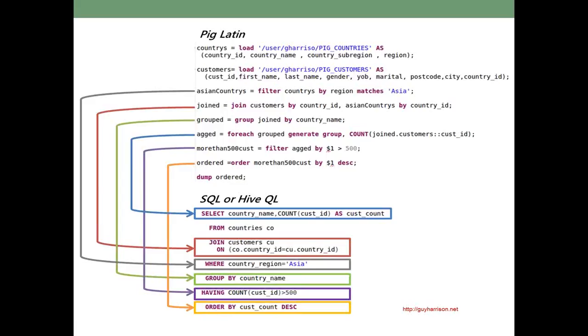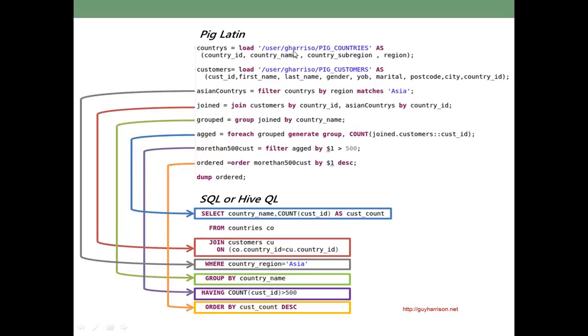So these are the different commands we will have: load, filter, join, group by, foreach, order, dump. This is a sample SQL query, like a Hive query. Corresponding to this query, we will write the Pig Latin statements like this.